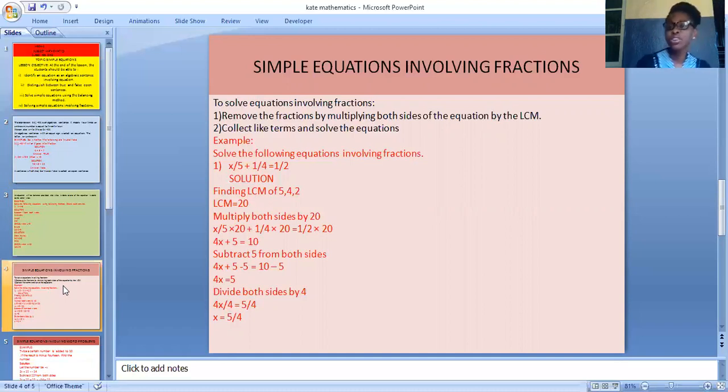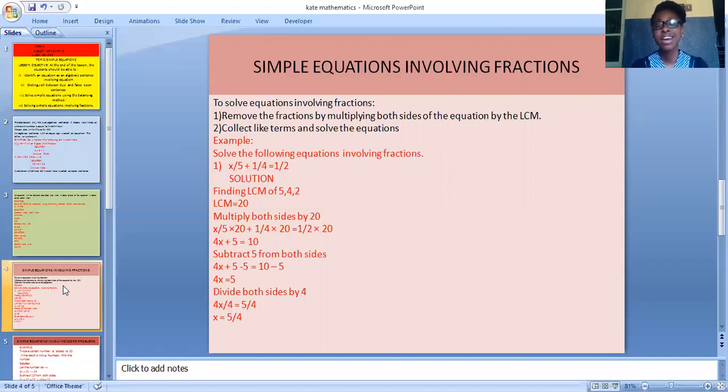Before you solve any equation involving fractions, you have to clear the fractions using their what? LCM, and also you collect like terms if you have like terms, and solve your equation. We have an example. Solve the following equations involving fractions.